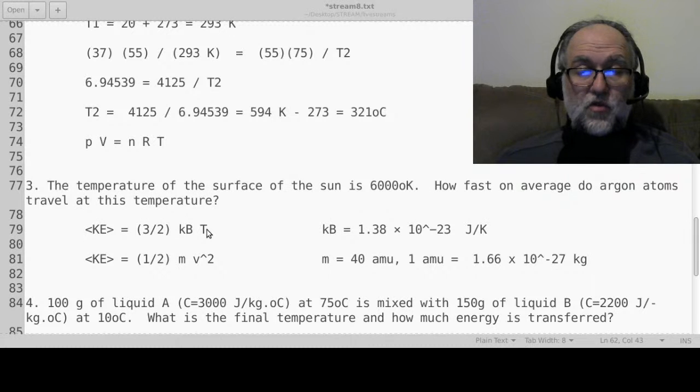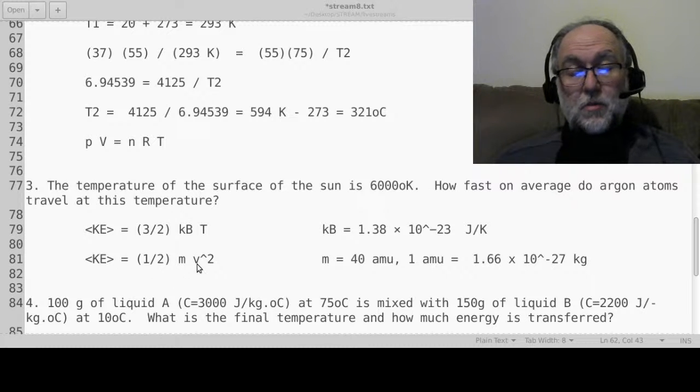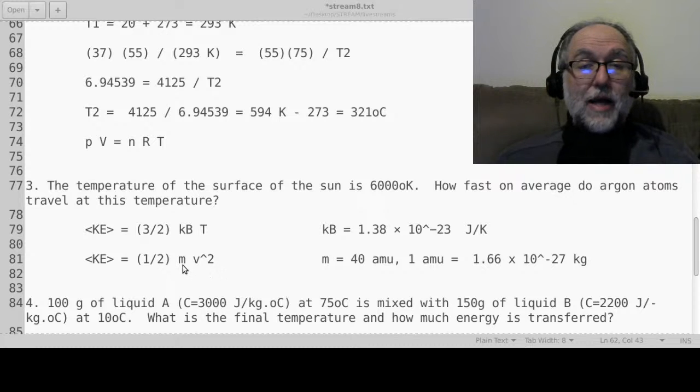The first equation connects temperature and kinetic energy, but I didn't ask for the kinetic energy. I asked for how fast on average. Is there a relationship between kinetic energy and speed? Yes, that's the second equation. The kinetic energy is equal to 1/2 mv squared, where m has to be the mass of one particle. In this case, they're argon atoms, and an argon atom, I tell you, is 40 AMU.